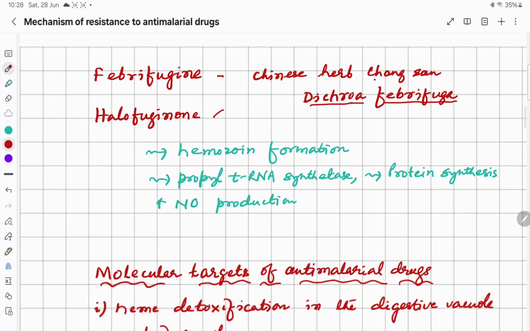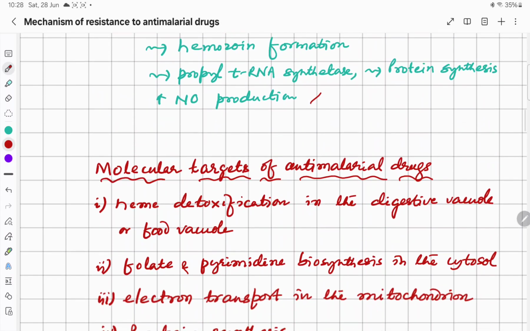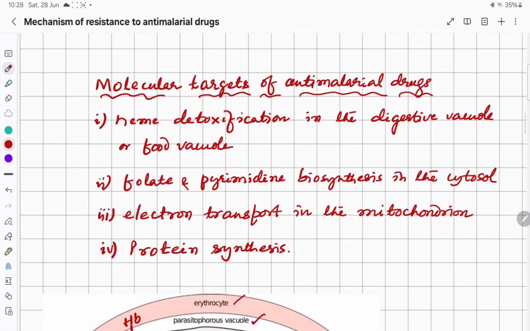And another new drug from the Chinese herb Changshan, Dichroa febrifuga, febrifugine, and its derivative halofuginone. They inhibit hemozoin formation, inhibit protein synthesis by inhibiting prolyl tRNA synthetase, and also increase nitric oxide production. So the molecular targets of antimalarial drugs can be divided into heme detoxification in the digestive vacuole or food vacuole, folate and pyrimidine biosynthesis in the cytosol, electron transport in the mitochondrion, and protein synthesis, particularly in the apicoplast.